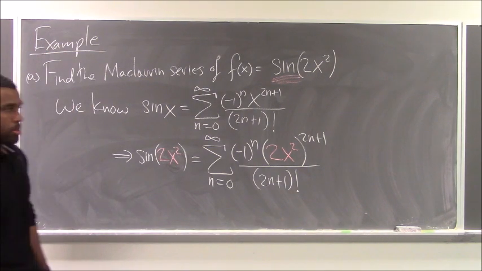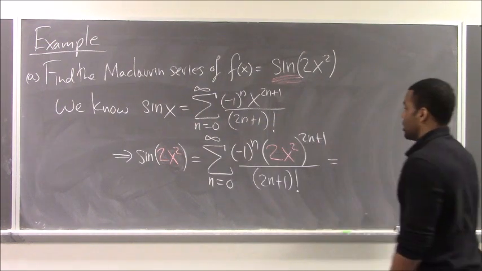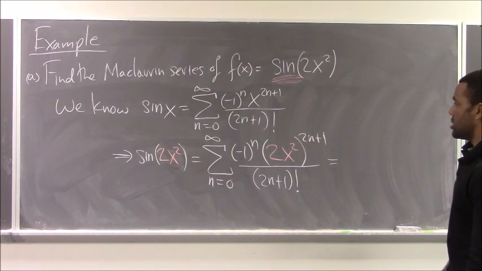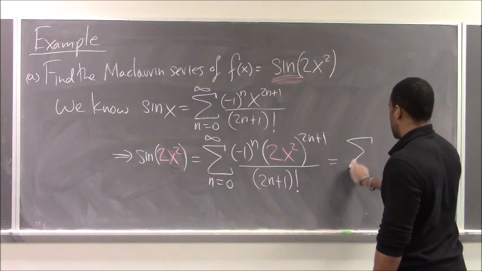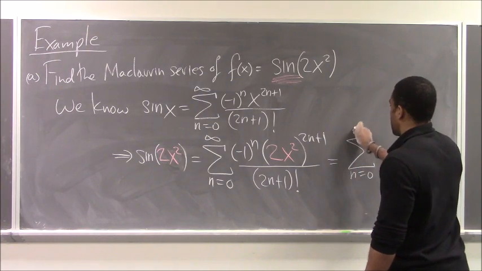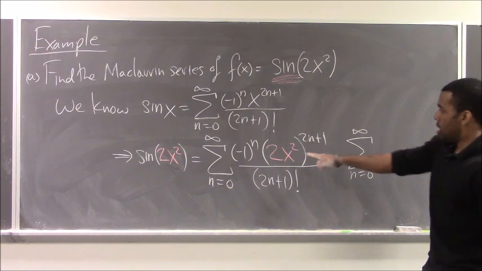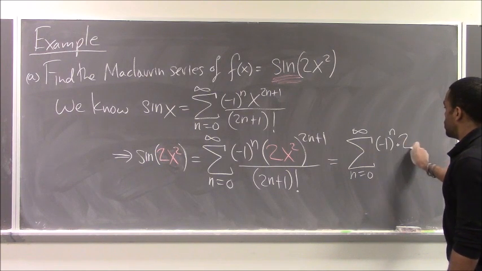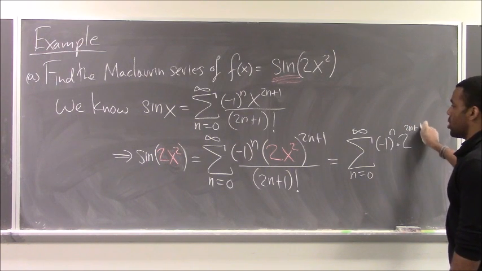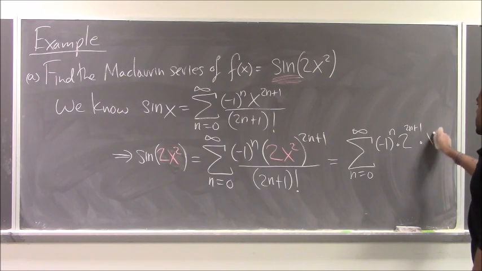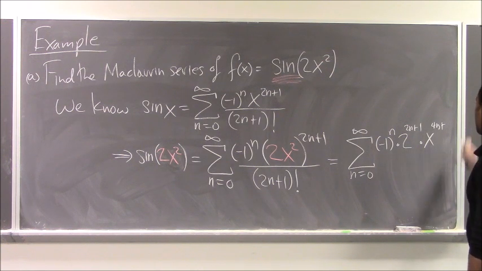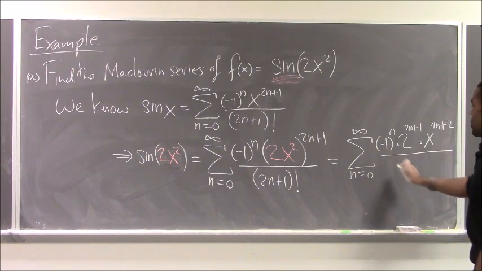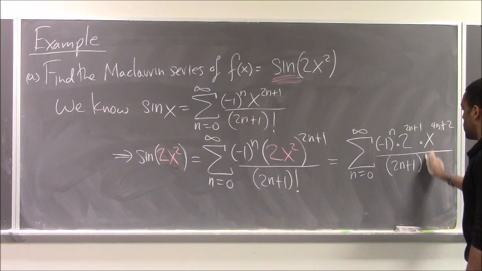And that's my Maclaurin series. In fact, I can actually write this out a little bit nicer. This is minus 1 to the n times 2 to the 2n plus 1 times x to the 4n plus 2 over 2n plus 1 factorial.